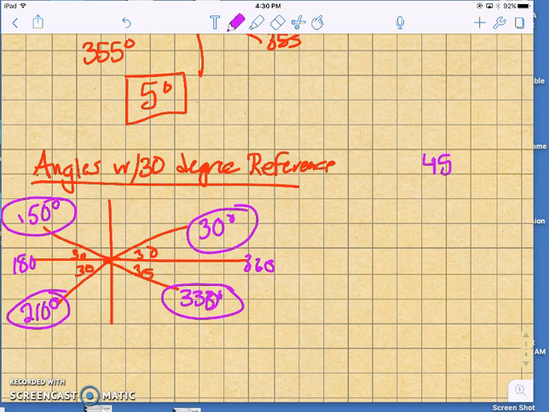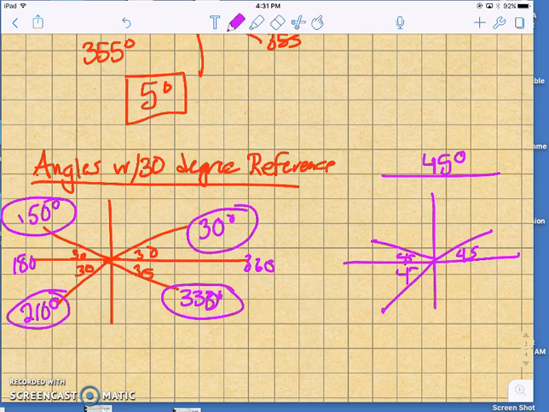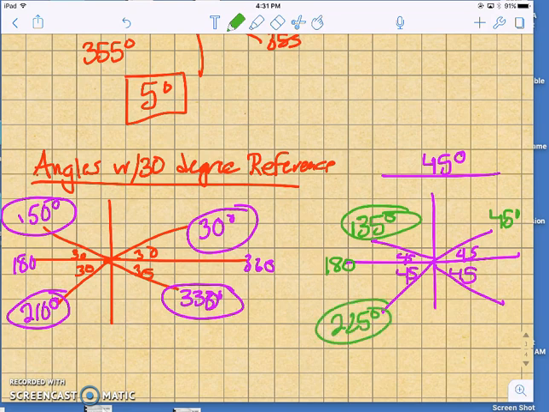If we were to do the same thing with a 45-degree reference, again, we can draw in all these 45s. And then what are these actual angles here? So this first quadrant is 45 degrees, but again, if this is 180, 180 minus 45 is 135, 180 plus 45 is 225, and 360 minus 45 is 315.